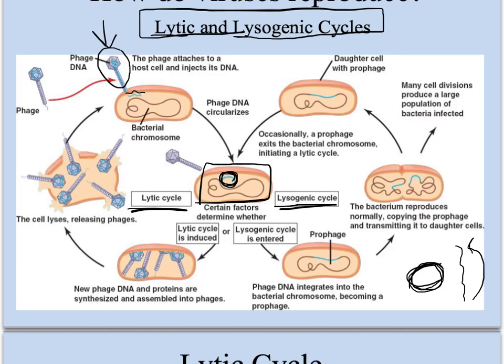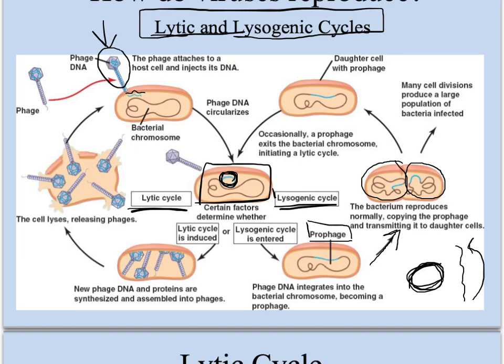Once it does that, we call the viral DNA a prophage. So you'll need to write this down. A prophage is viral DNA once it has joined with the bacterial chromosome. Once this has happened, every time our bacteria cell replicates, it's going to replicate our prophage as well. So you're going to end up with hundreds of different cells infected with the viral DNA.